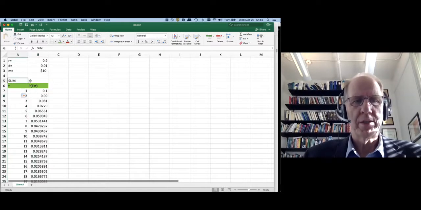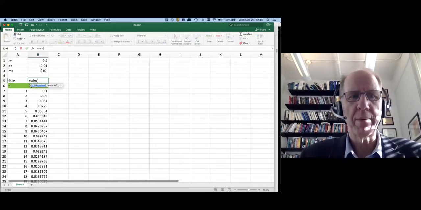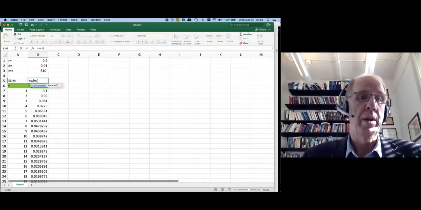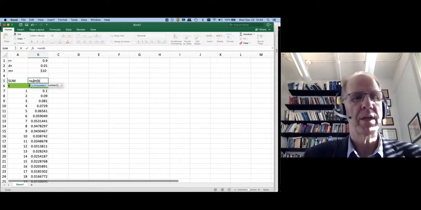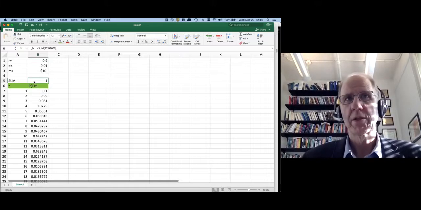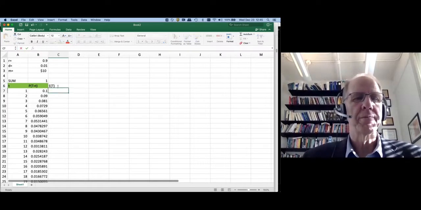I've also written the sum up here. And so if I've done this correctly, since this is a probability mass function, it had ought to sum to 1. So let's just go check that and make sure that it works out. So if we take B7 through B1000, which is close enough to infinity for our purposes, you're going to see that it equals 1.